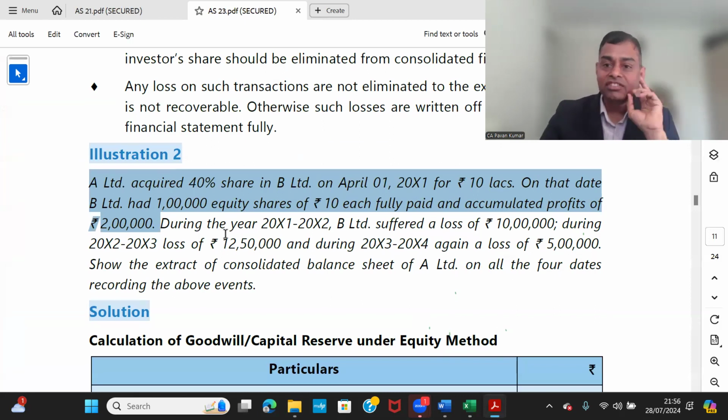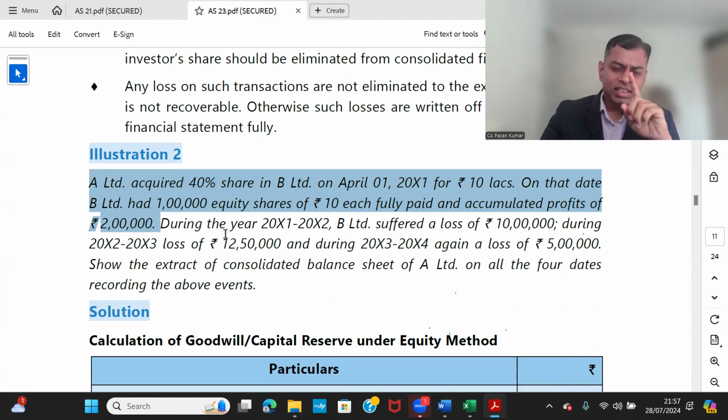Okay. This is the date of acquisition. Now continue. During the year 20x1-20x2, B Limited suffered a loss of rupees 10 lakhs. During 20x2-20x3, a loss of rupees 12 lakh 50, and during 20x3-20x4, again a loss of rupees 5 lakh. Show the extract of consolidated balance sheet of A Limited on all the 4 dates recording the above events.